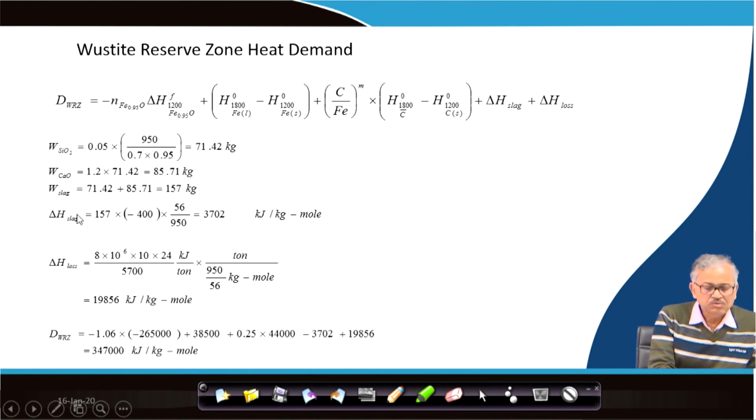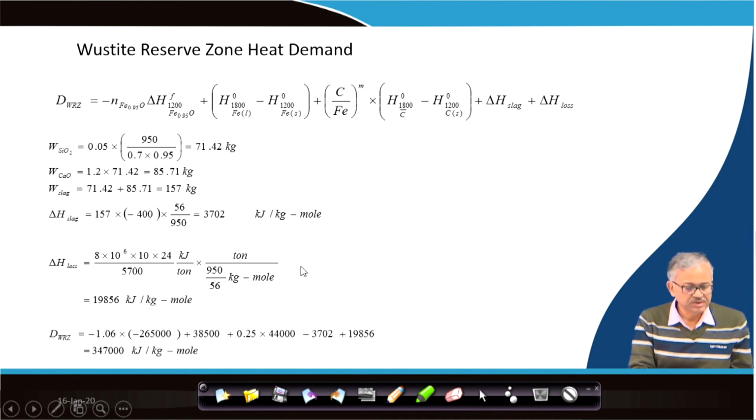And based on the total weight of the slag, we can calculate the enthalpy of the slag, which is given as minus 400 per kg of slag. So you can get that. And for the heat loss, one formula is there. From there we can calculate it, because basically this is this many kilojoules per kg mole of iron produced. This will be the heat loss. From that formula you can simply calculate.